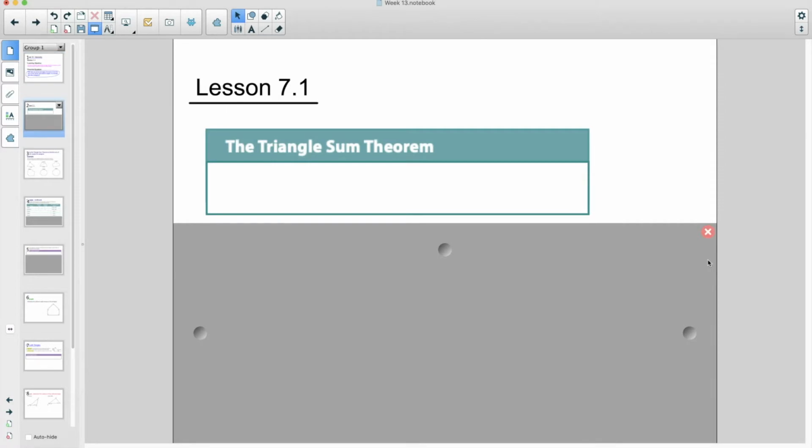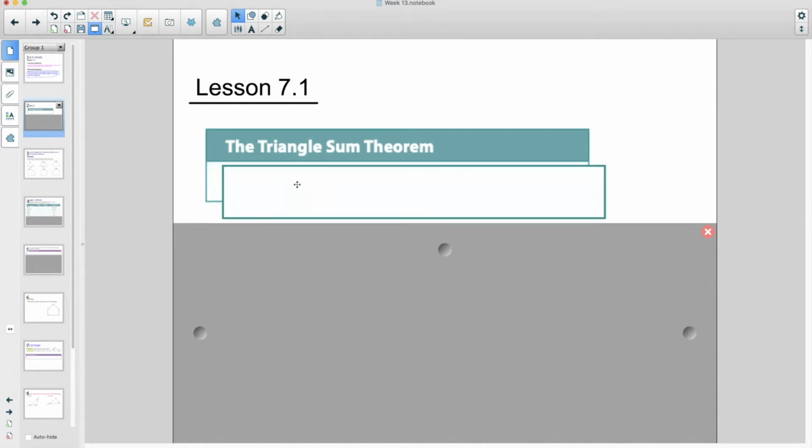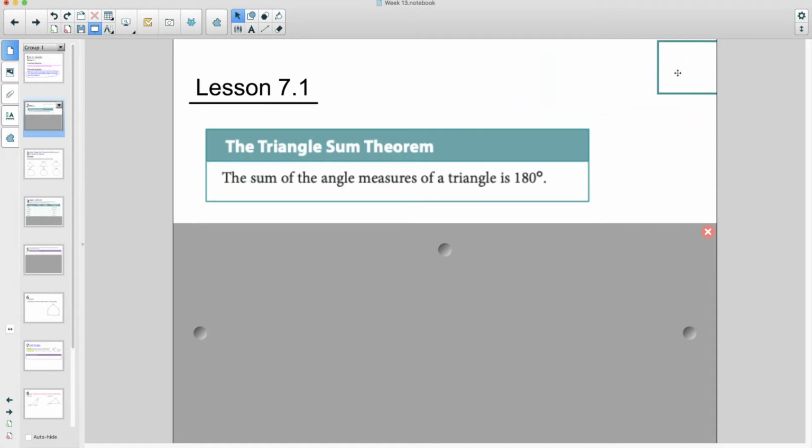So lesson 7.1, we're going to start with something called the triangle sum theorem. We'll talk about it. Make sure that you're writing this down in your notes. The sum of the angle measures of a triangle is 180 degrees. Some of you might have known that before, some of you may not. Again, this is very important. It's going to help us do what we're doing today: applying this to interior and exterior angles of not just triangles, but other polygons as well. So the sum of the angle measures of a triangle is 180 degrees.